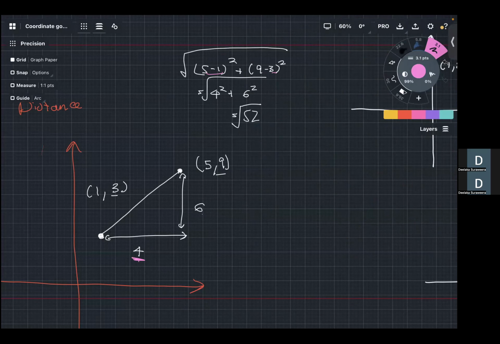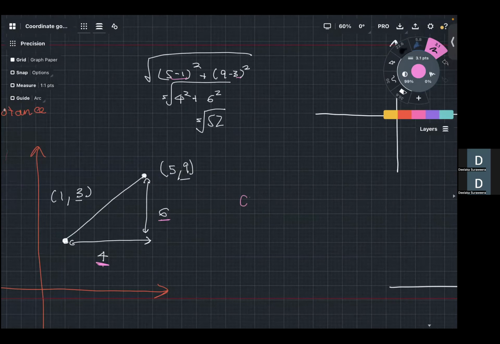Because look, 5 minus 1 is this horizontal distance. 9 minus 3 is vertical distance. And then when you use Pythag, c squared is 4 squared plus 6 squared. You're just doing this, and then to get c, you go square root both sides. That's why the square root comes in. And it's just Pythag.